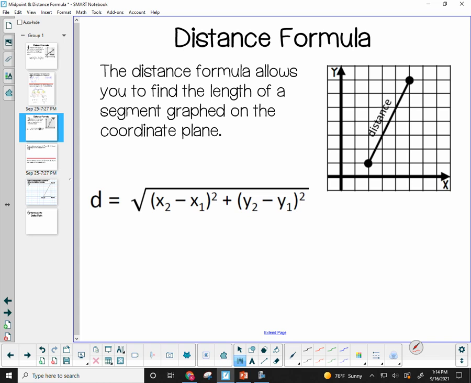I know it's kind of ugly. Once you use it a couple times, it's not a big deal. And we're going to talk about what all those things mean. But the x and the y come from your 2 points. So for instance, this could be x sub 1, y sub 1, and then this point would be x sub 2, y sub 2. Is that okay? So the x and y is from one point, the x and y is from the second point. So let's give it a try. I'm going to go ahead and write our distance formula up here for us.